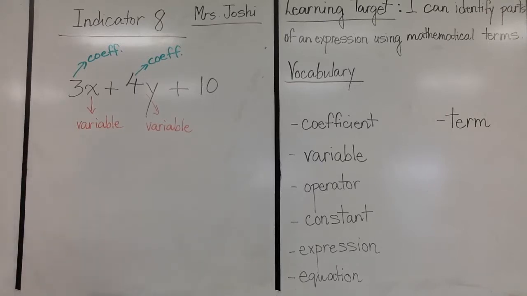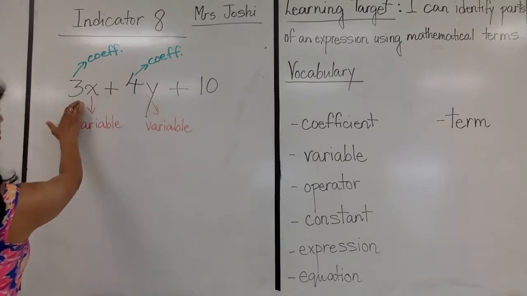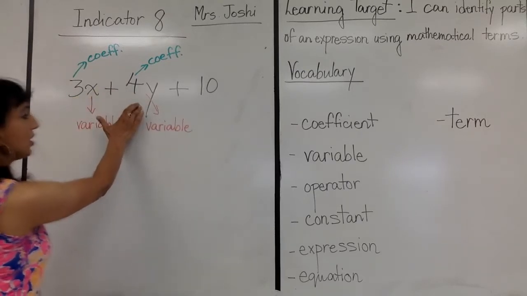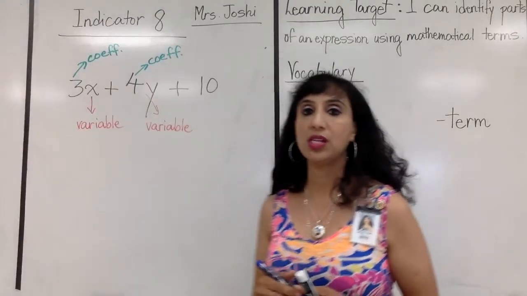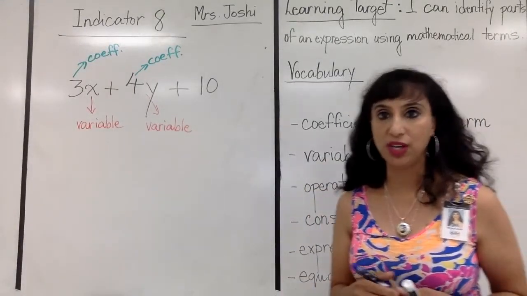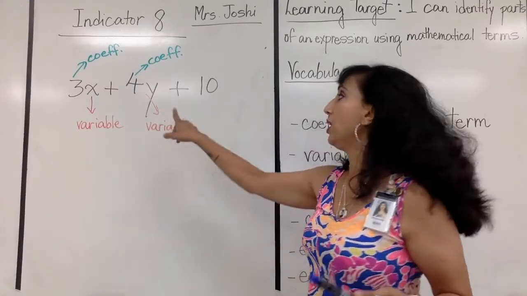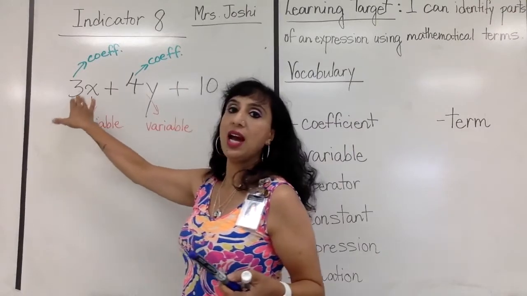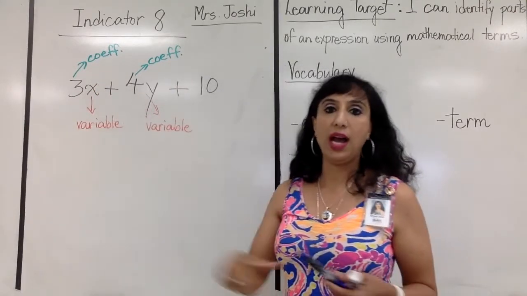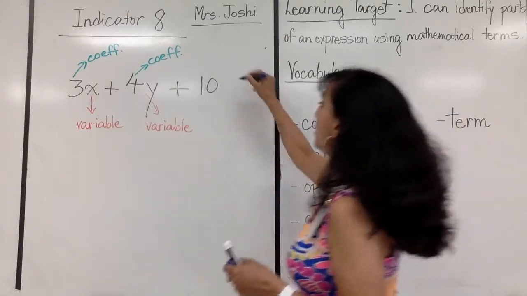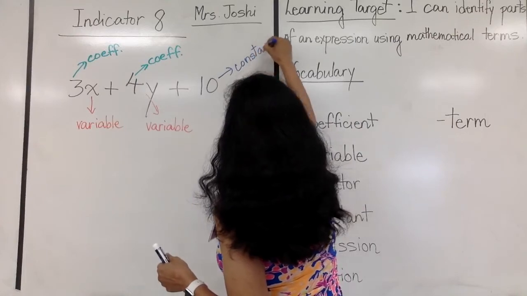So if I look at this, this is not on its own. This is not on its own. The 10 is definitely on its own because I'm not multiplying it with any variable. So 10 is 10. We're not changing anything. Over here, it's going to change because 3 times whatever the value of x, 4 times whatever the value of y, but 10 is itself. So this 10 is a constant.